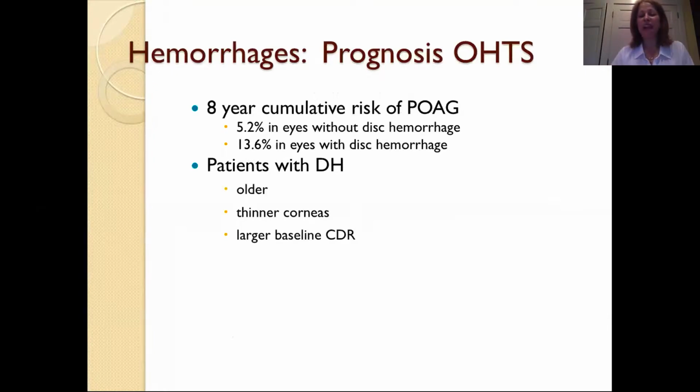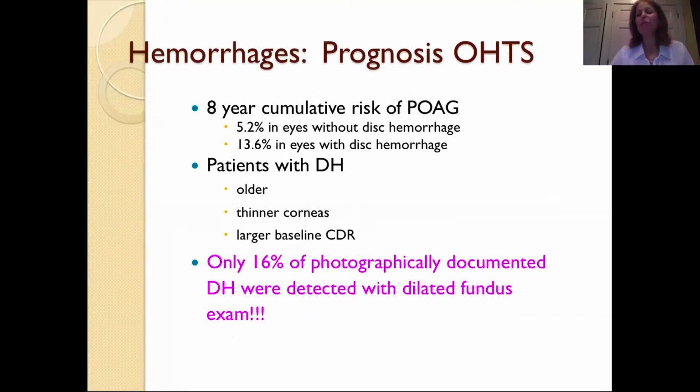When we looked at our 8-year data, 5.2% of eyes that did not have disc hemorrhages went on to develop glaucoma, while 13.6% of eyes with disc hemorrhages went on to develop glaucoma. Patients with disc hemorrhages were older, they had thinner corneas, and they had larger baseline cup disc ratios.